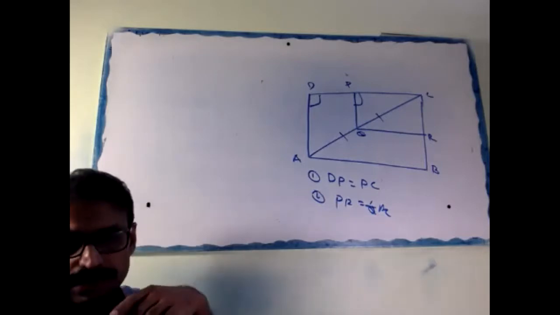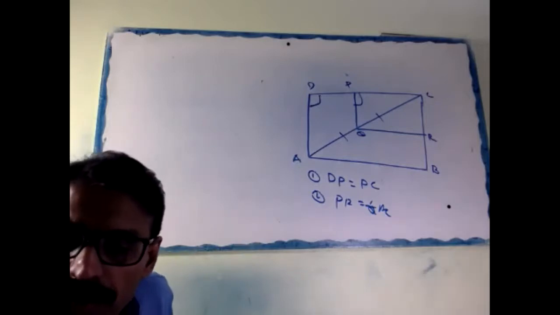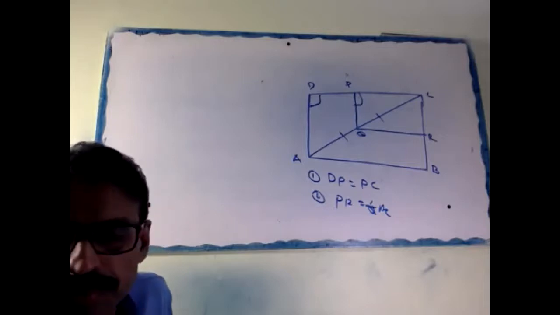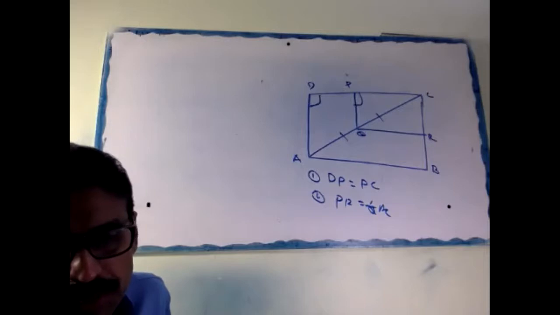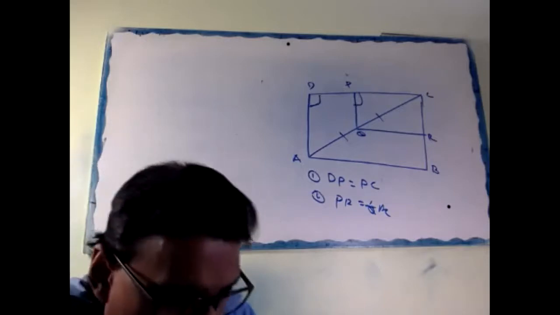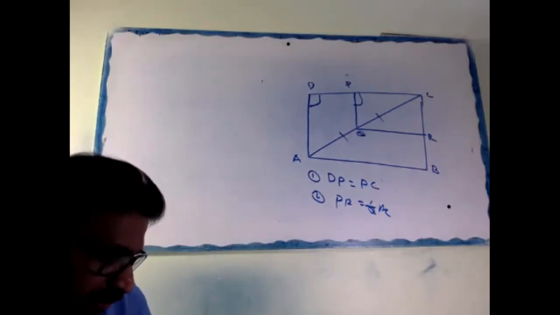Okay, after that, now the second part: join PR. Then write PR equal to QC, because the diagonals of a rectangle are equal.